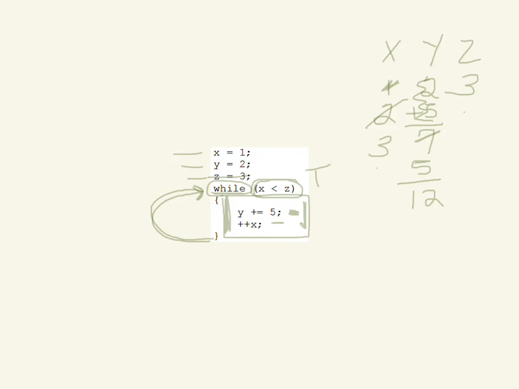Now x is 3 and z is 3. So I say, is 3 less than 3? False. Notice it is false now because there's a different logical operator there. This operator is only true when the value in x is less than the value in z. So this is false, and my loop is done, and I come back outside the loop, and here I have my ending values of my variables, the bottom of these columns, 3, 12, and 3.